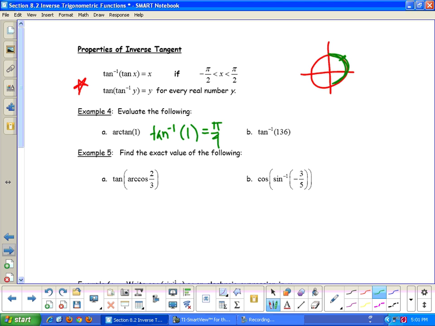For B, that is not something that is on my unit circle, so I can use my calculator to evaluate it. When I do my calculator inverse tangent, I get 1.5634. Remember to make sure you're in radians.